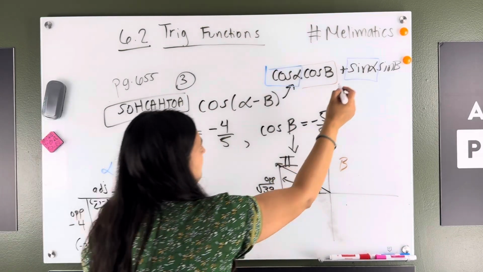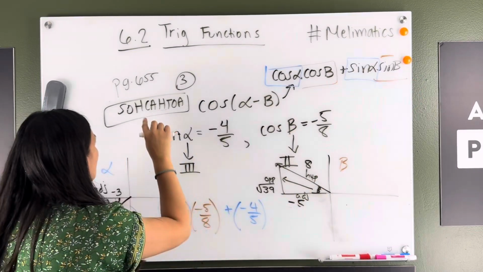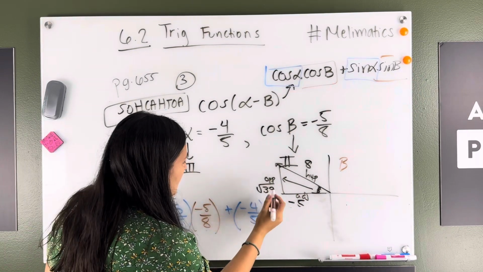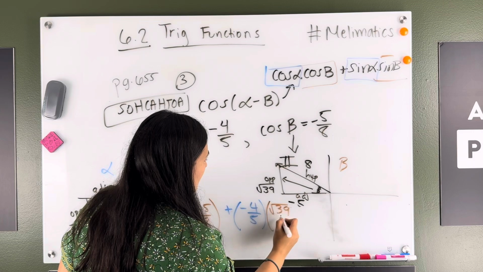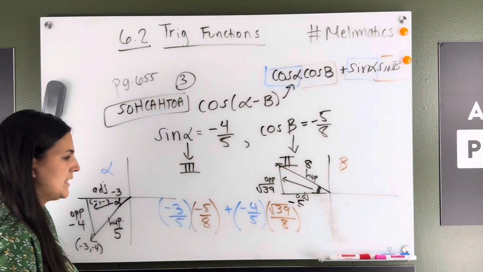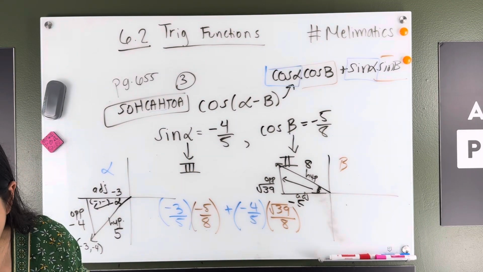And we're going to get the sine of beta. And remember what is sine? Opposite over hypotenuse. Okay? And then just do the math and see what you get.